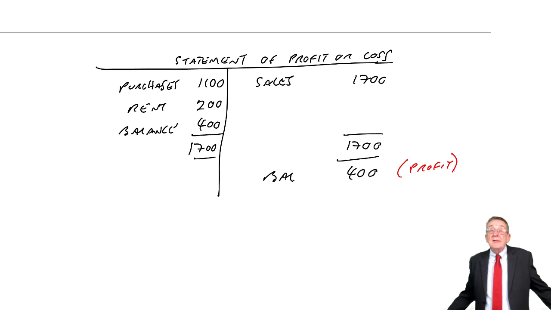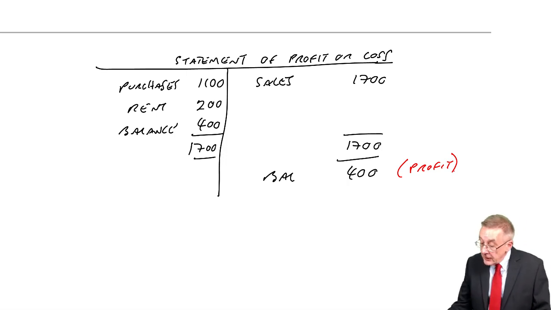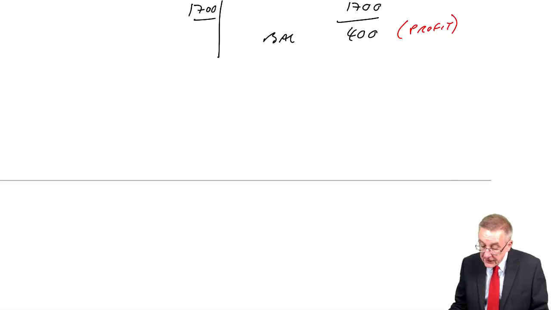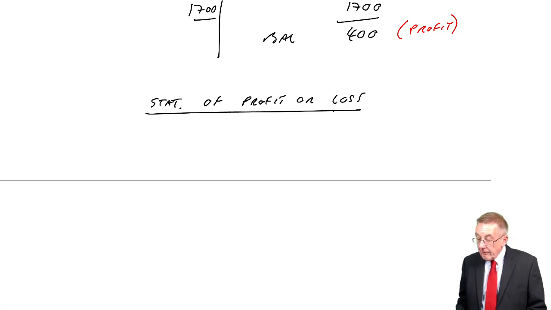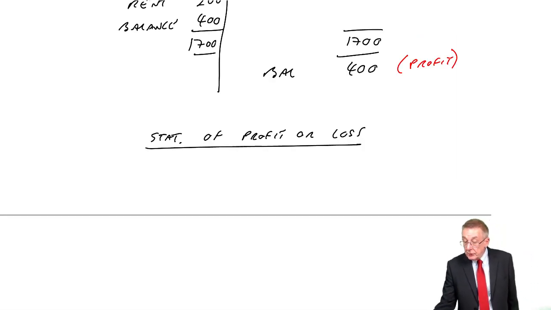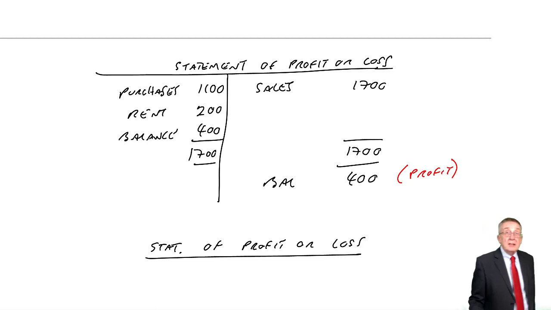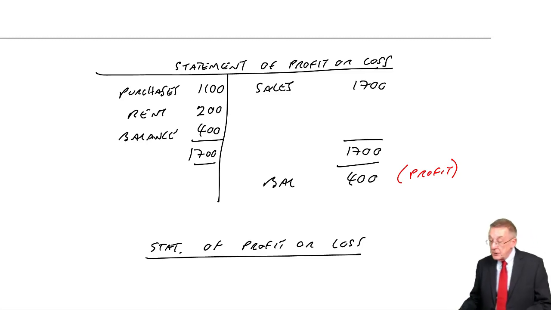And we've now completely finished with the T accounts. We can now do our pretty statements. First of all, the pretty statement of profit or loss. Well, I know all the figures. They're there in that T account. I know the profit's 400. And so all I'll do in my statement is rewrite the figures in a pretty layout.